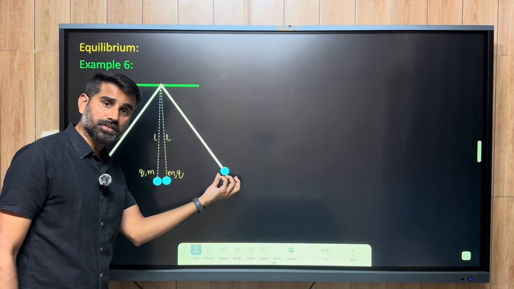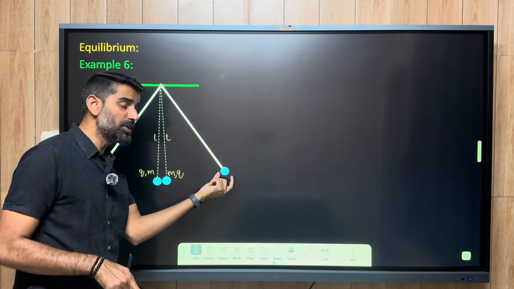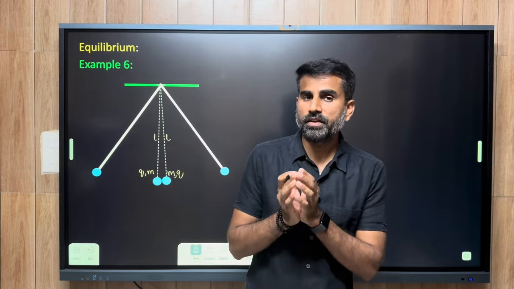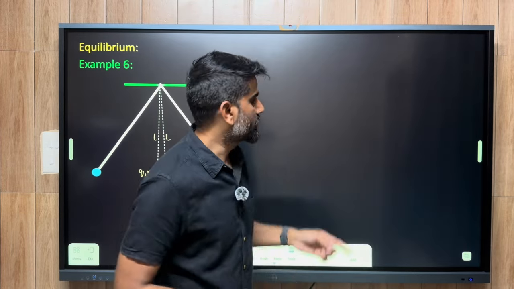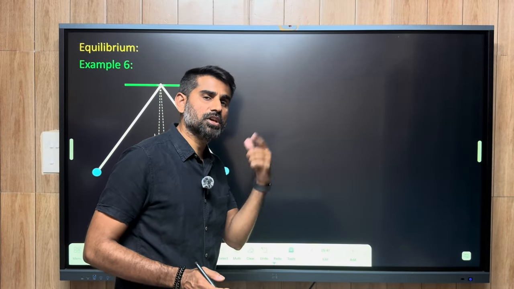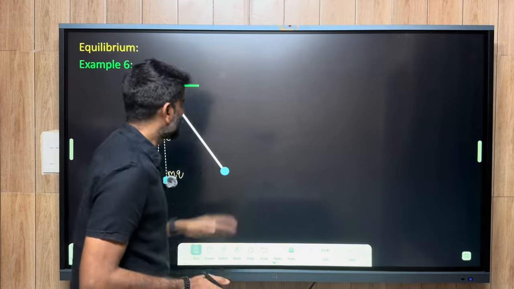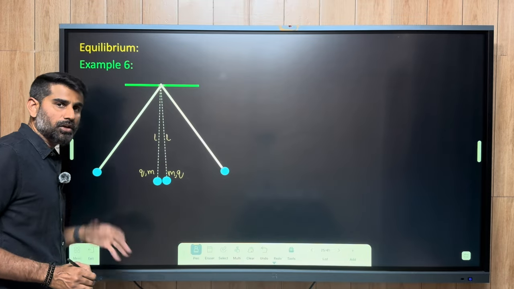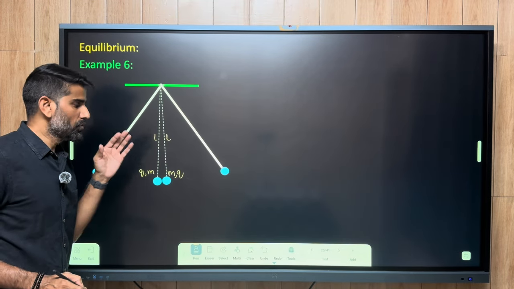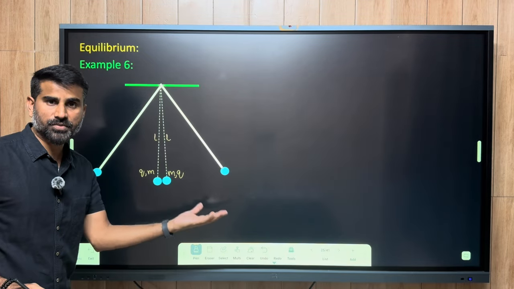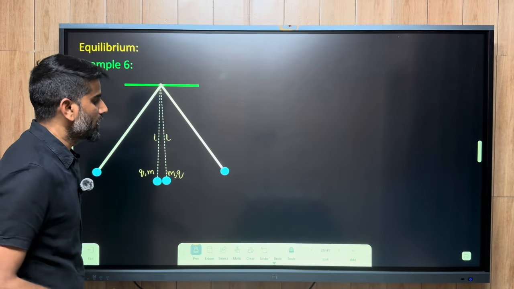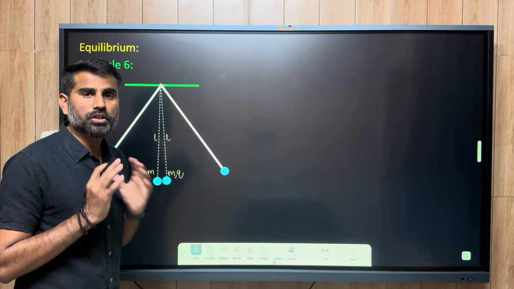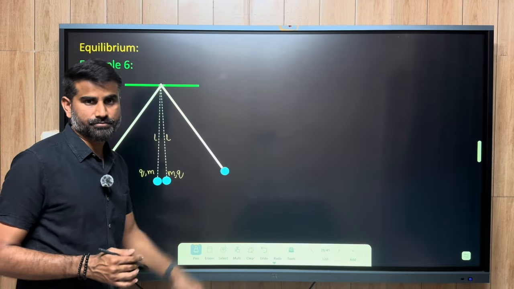At this exact location, the net force on these spheres must be equal to 0, because the system is at rest. As the sphere is at rest, the acceleration must be equal to 0, thereby the net force on the system must be equal to 0. So this will be in equilibrium and this also will be in equilibrium. Now I am going to show all the forces acting on this sphere.